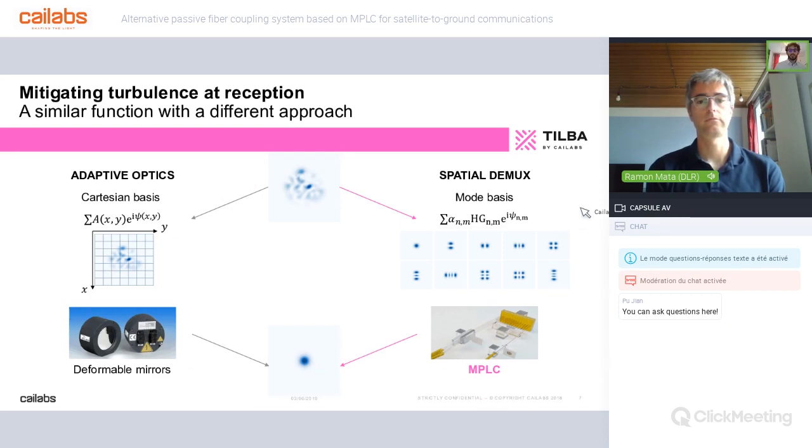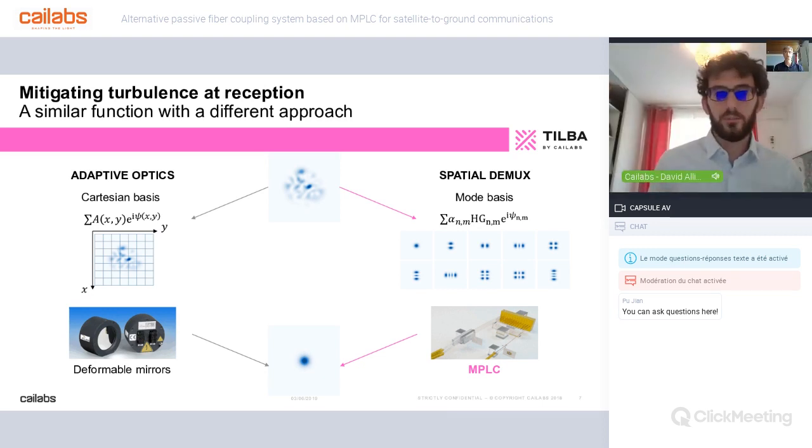What we do is not modifying the shape of the light like this, but decomposing the light in different modes. And it's because we are very familiar, we are very good at manipulating the shape of the light and very good at doing spatial multiplexing. So what we do is that we decompose the perturbed beam that we have here into a limited number of modes.